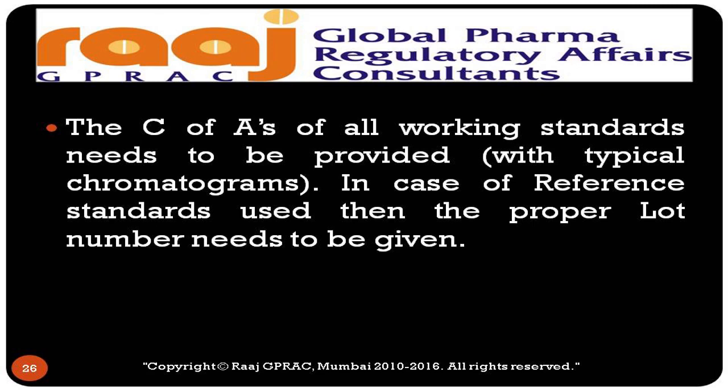So based on the reference standard received, either USP, EP or BP, you have to make one working standard for the routine analysis, and you have to qualify. How do you qualify? By testing the reference and generating the data. Whatever analytical data is generated, the chromatogram has to be attached under this section, and you have to give the comparison between the reference standard and the working standard. So the COA of all working standards needs to be provided with typical chromatograms. In case of reference standard use, the proper lot number needs to be given.